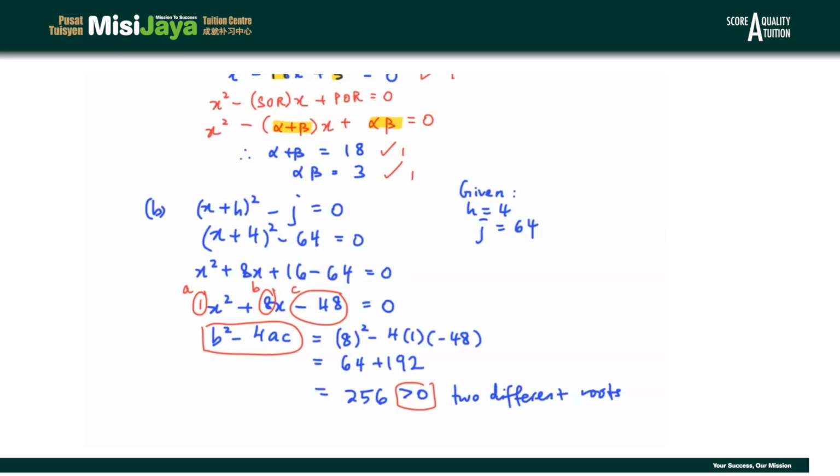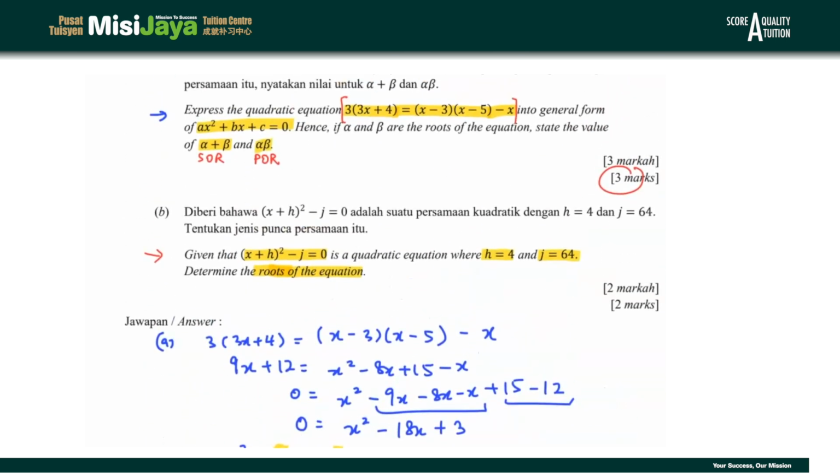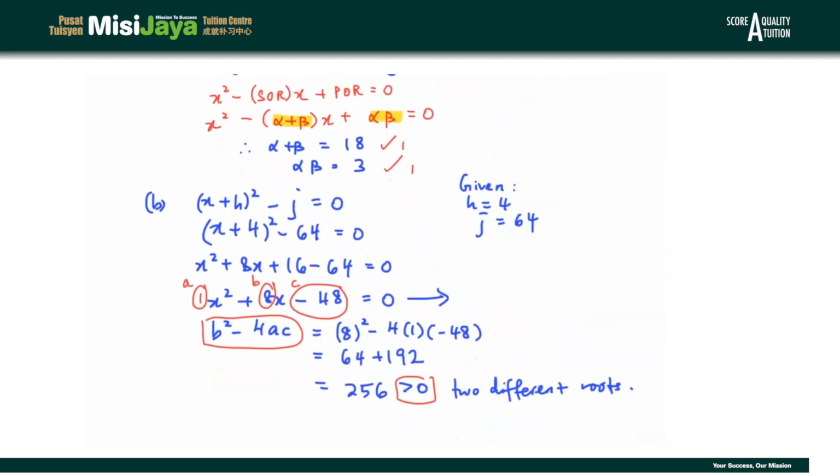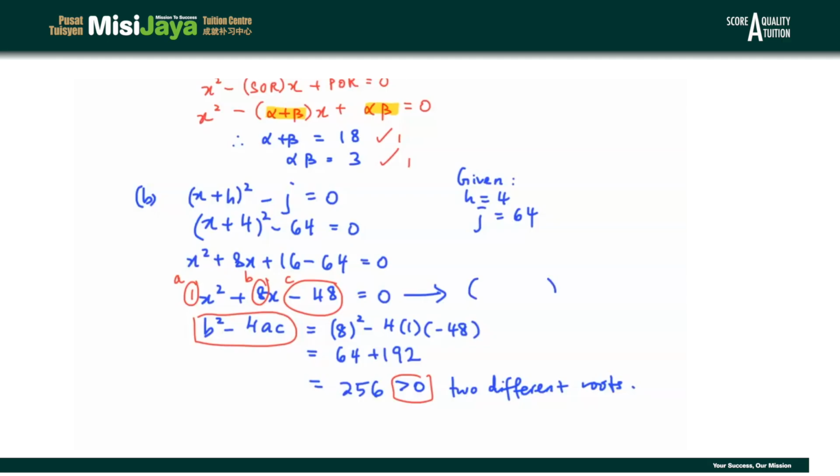Okay, but they want you to find what are the roots of the equation. Okay, let's repeat the question here. So for the Malay version, they ask you to find jenis punca, which is the type of roots of the equation. But for the English version, they're asking for roots of the equation, which means that you have to factorize into 2 brackets. Okay, so from here, you can actually factorize into 2 brackets. Okay, so let's factorize this and see what is the answer.